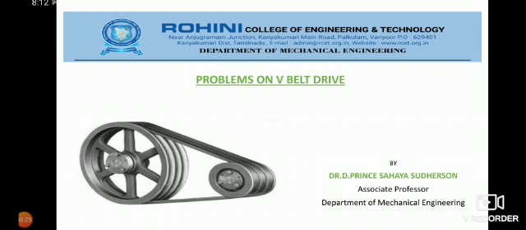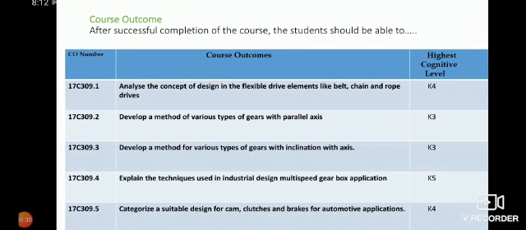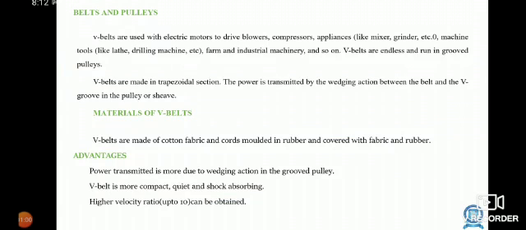Before we deal with the subject, we can see the course outcomes. After successful completion of the course, the student should be able to analyze the concept of design in flexible drive elements like belt, chain and rope drives. The student should be able to develop the method of various types of gears with parallel axis, and gears with inclination with the axis. The student should be able to explain the techniques used in industrial design, multi-speed gearbox application, and categorize a suitable design for cam, clutches and brakes for automotive application.